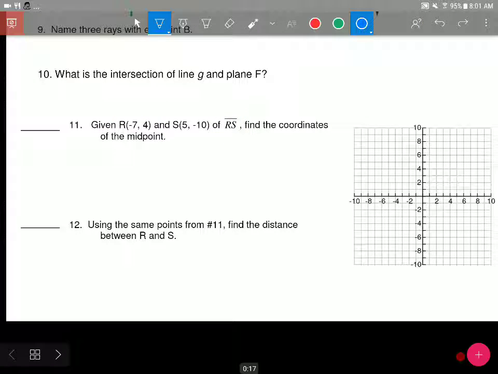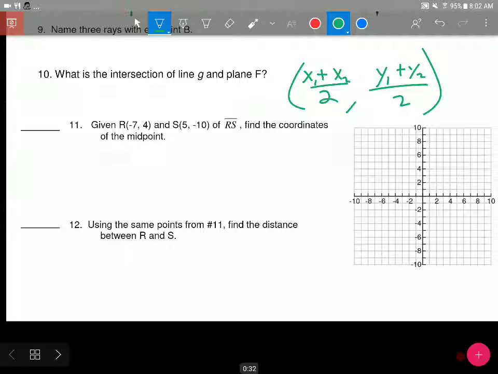Well, technically, you don't even need that because remember, your midpoint, and I'll write it over here, is add up your X's and divide by 2, average them, and then average your Y's. Add them up and divide by 2. So you don't even need the chart for that.